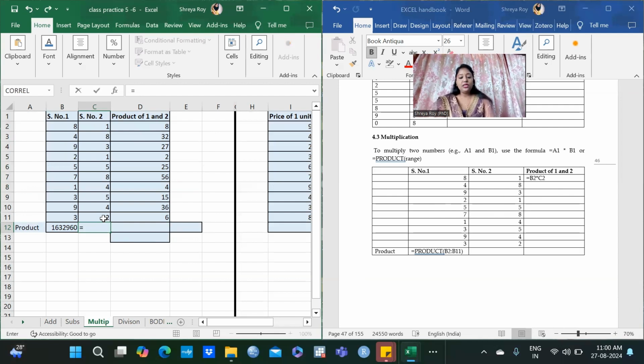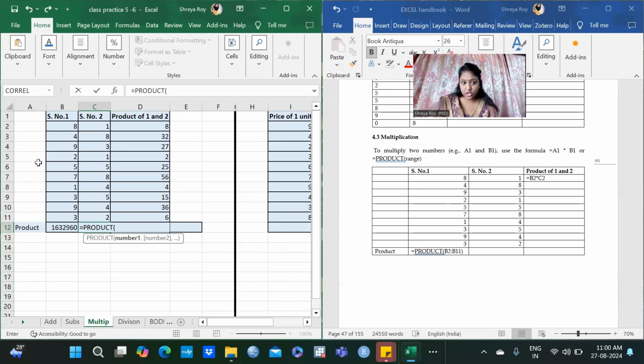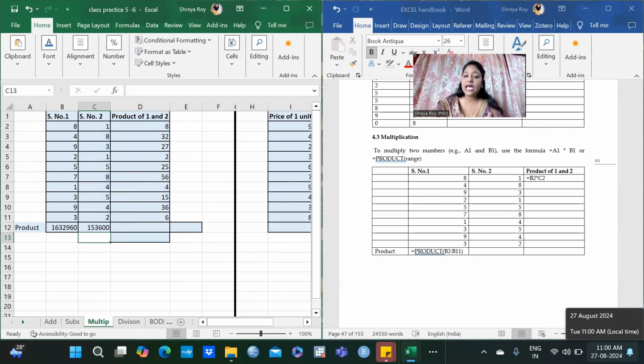Is equal to PRODUCT, open bracket, select the range of cells, close bracket, and enter. Okay.